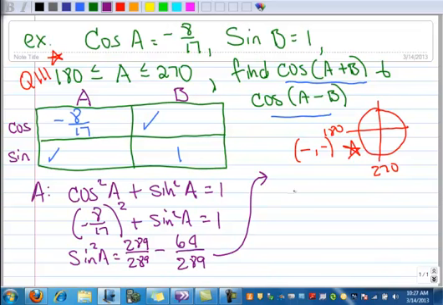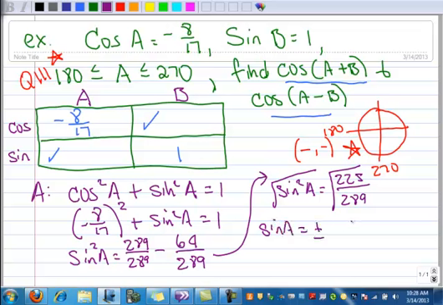Moving our work up here. So we get sine squared of A, and that difference there is 225 over 289. And of course we're going to square root both sides. So we get the sine of A is plus or minus 15 over 17. So plus or minus, which one is it? Well, we know it's quadrant 3, so it's got to be the minus.